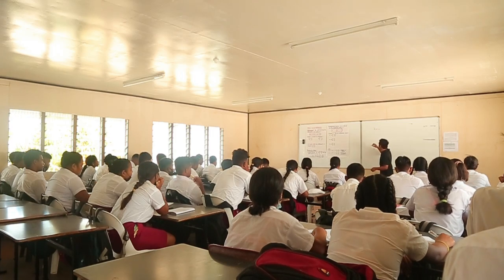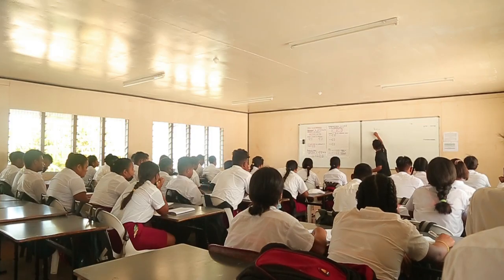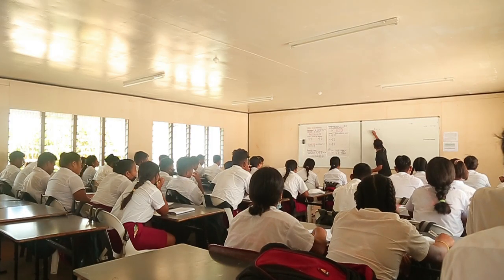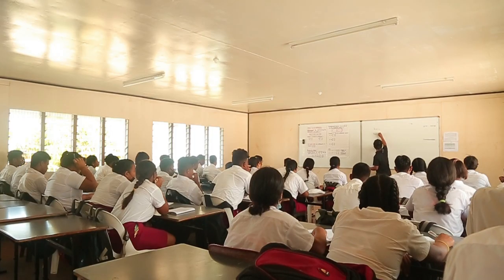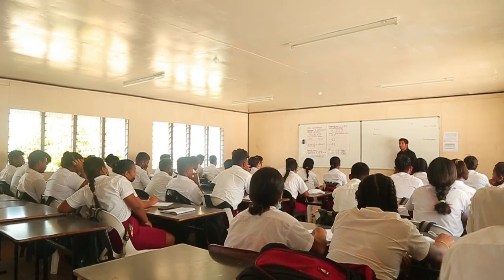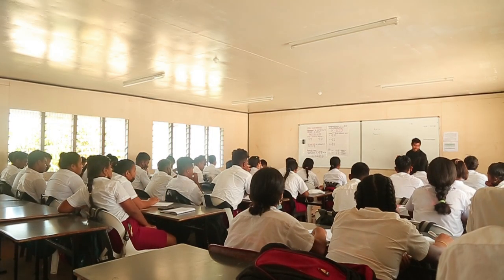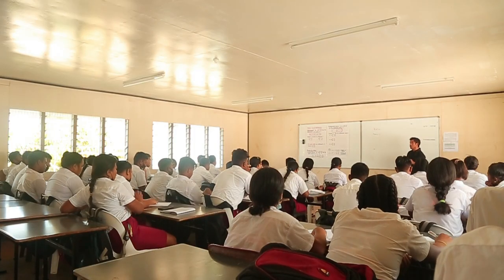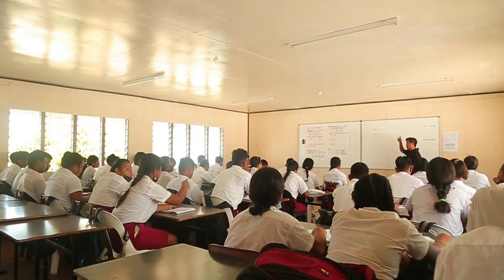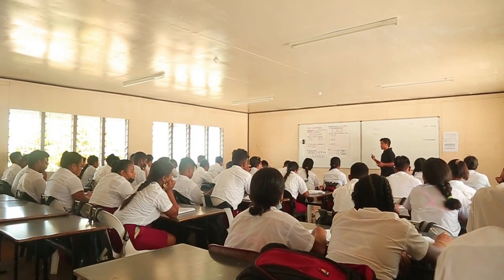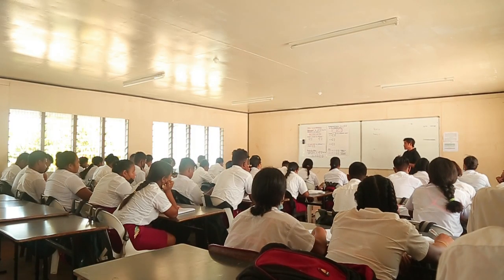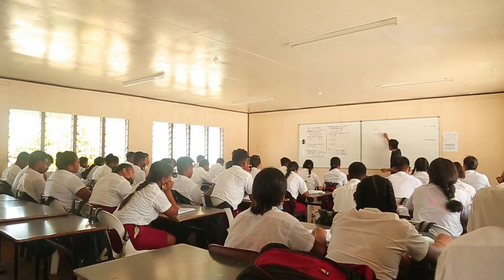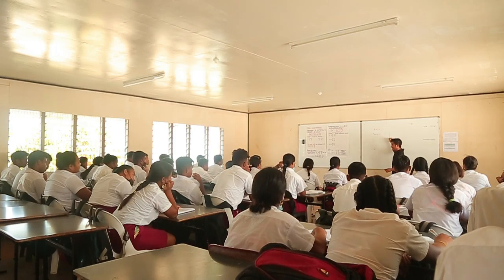Matrix multiplication. How do we multiply the matrix? Anyone? Remember, it is row by column.